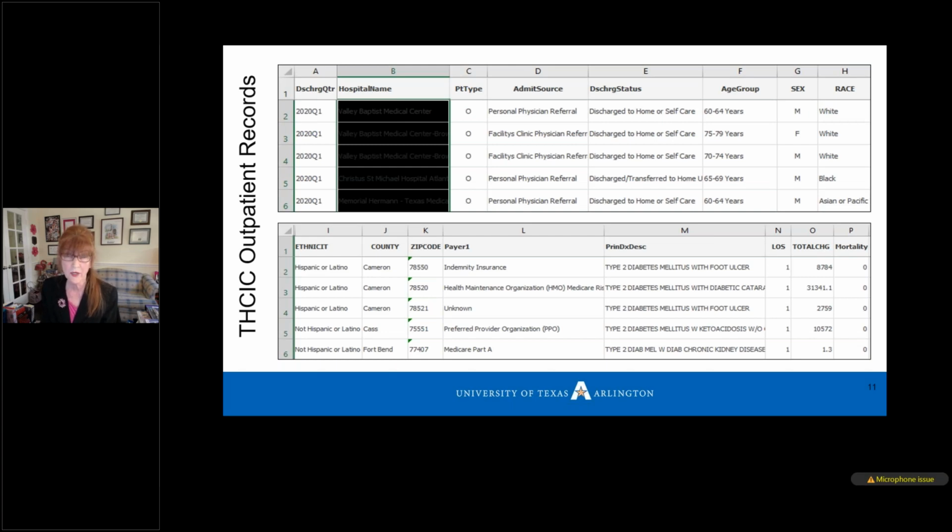The payer, very important there. Is it indemnity? Unknown is usually no payer, charity, if you will, as we used to also call it. So that's important in analysis. Then you have the principal diagnosis descriptions. In this particular case, I pulled all the diagnoses relating to diabetes. So you have the foot ulcer, the cataracts, the ketoacidosis, kidney disease, and some examples that are relating to diabetes.